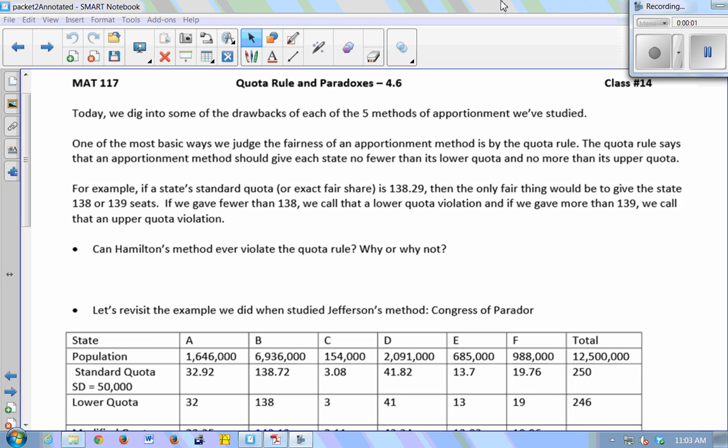Going to talk about the quota rule and paradoxes. So today we're going to dig into some of the drawbacks of each of the 5 methods of apportionment we've studied.